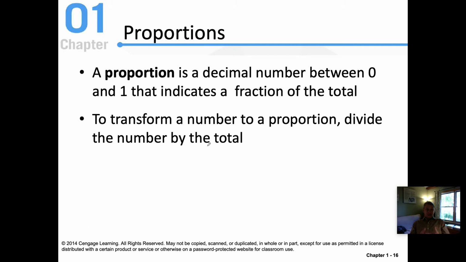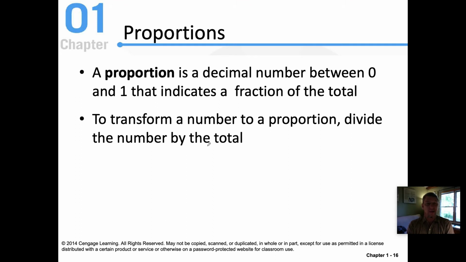Now, as I indicated in the previous slide, proportions are an excellent example of a transformation, and one that we frequently use in statistics. A proportion is a decimal number that falls between 0 and 1, and it essentially indicates a fraction of the total. When you first learned decimals in elementary school, you learned that a proportion is 0.74 or 0.87.